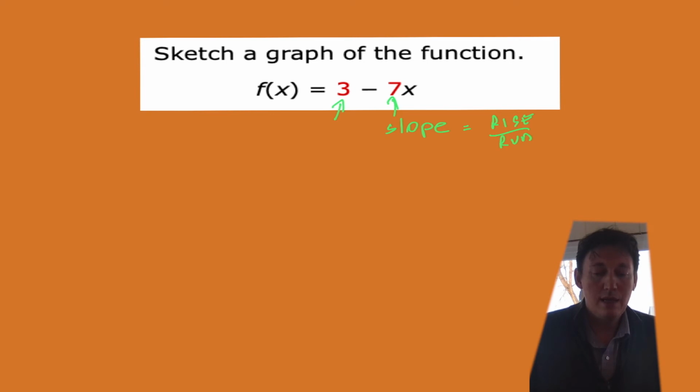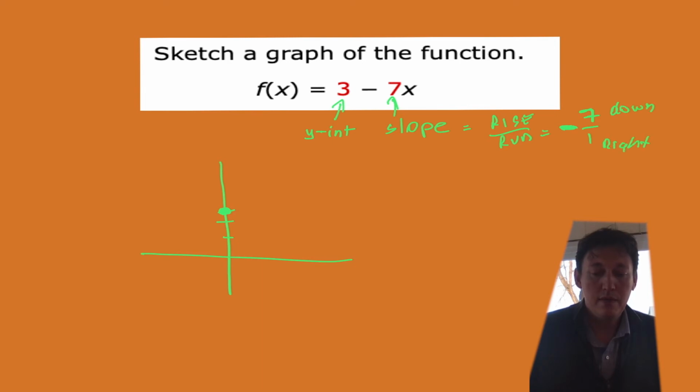A lot of times I suggest that you write that -7 as -7 over 1. That just gives you the rise and the run being -7 over 1. So 3 is my y-intercept. That's the number that stands by itself. When I go to graph this, I'm going to start with my y-intercept, which is 1, 2, 3 up. I'm going to put a dot there. Then I'm going to look at the slope. Slope tells me that I'm going to go down 7, and then to the right 1.